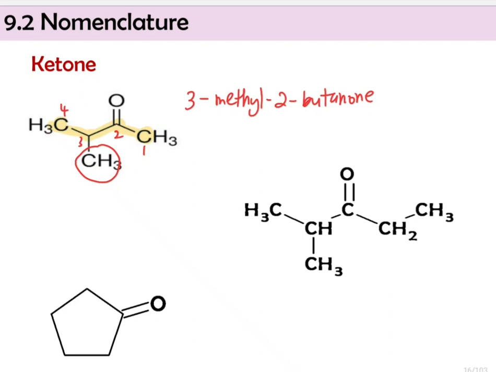Okay, jadi yang ini kan ada satu substituent, satu lagi adalah C double bond O. Jadi priority untuk nombor mesti untuk C double bond O. Okay, nombor yang paling rendah mesti bagi dekat carbonyl group. Lepas tu baru kita tengok substituent. Okay, jadi kita tengok contoh yang seterusnya.